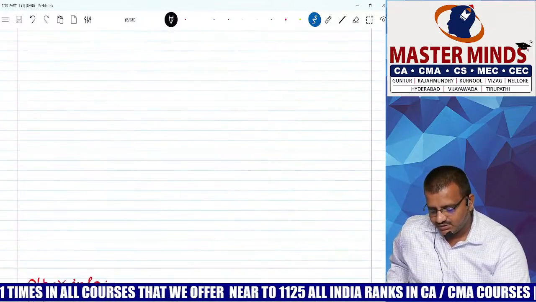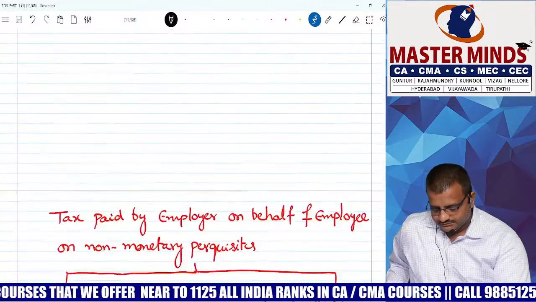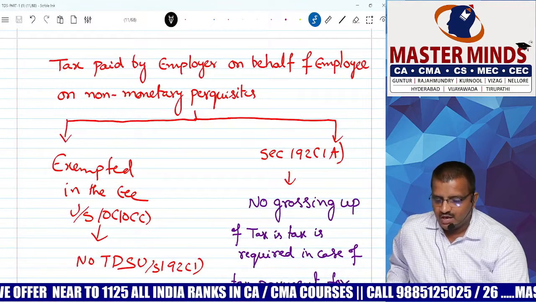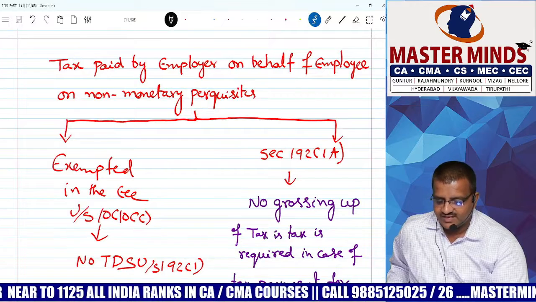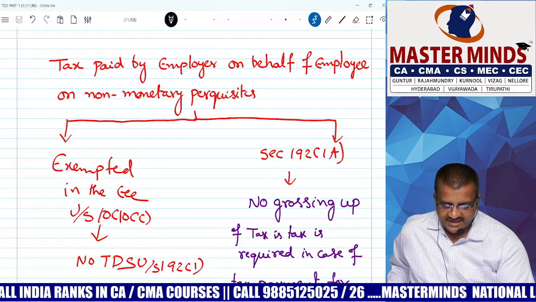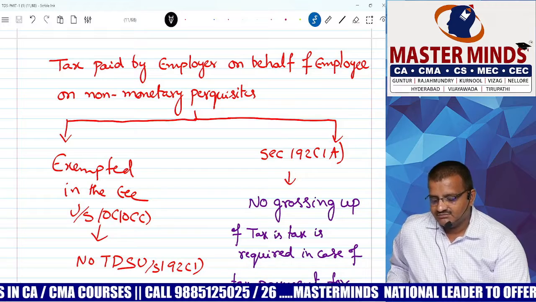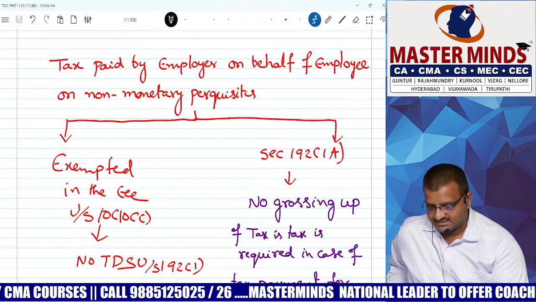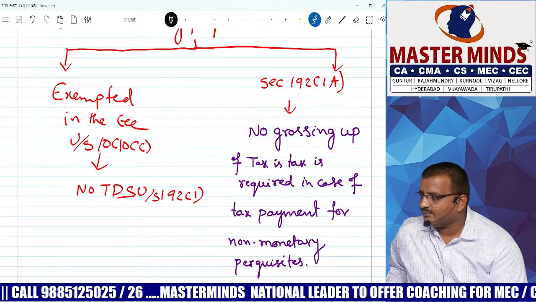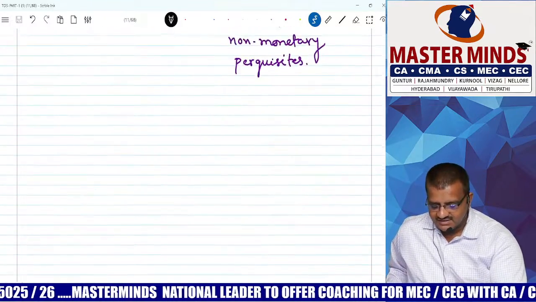See the board, all of you. Tax paid by the employer on behalf of the employee on non-monetary perquisites. First branch, exempted in the hands of the employee under section 10CC. Opposite side, no grossing up is applicable because already the boss paid the tax. So exempted under section 10CC. TDS applicable or not applicable? Not applicable. Correct? You know grossing up? Not agriculture income. What is grossing up?